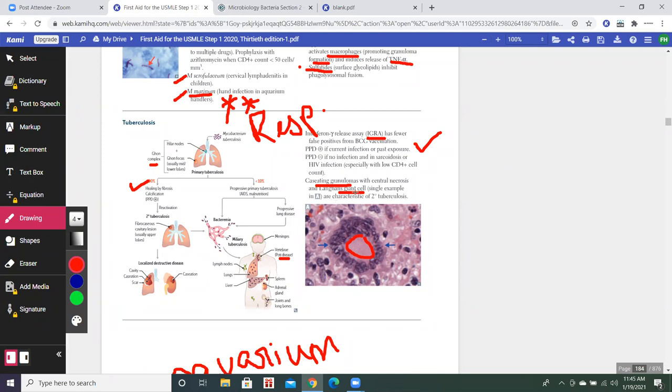The granulomas are caseating granulomas with a central caseous necrosis, surrounded by epithelioid macrophage cells, right? Over here, we can do screening tests. Screening tests which we commonly do is IGRA, interferon gamma release assay. But if a patient has had a previous history of BCG vaccination, they can get a false positive.